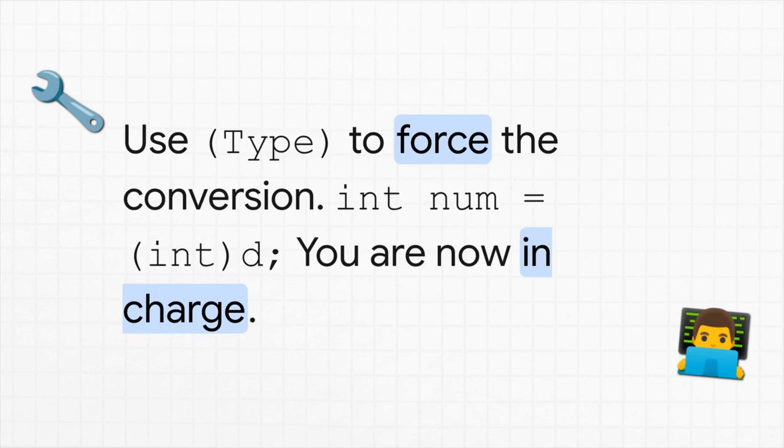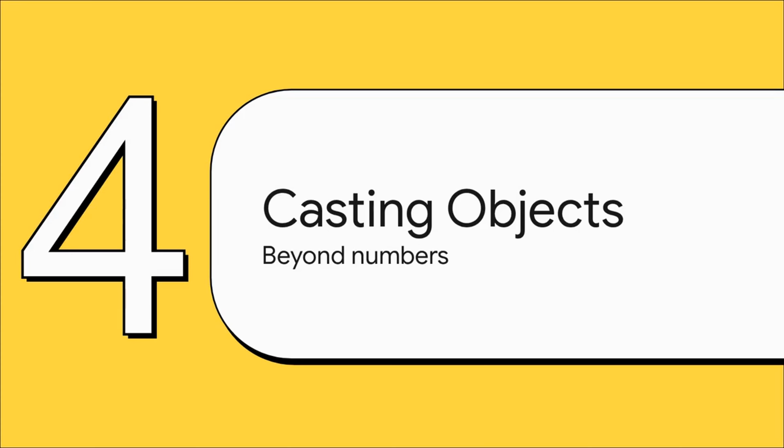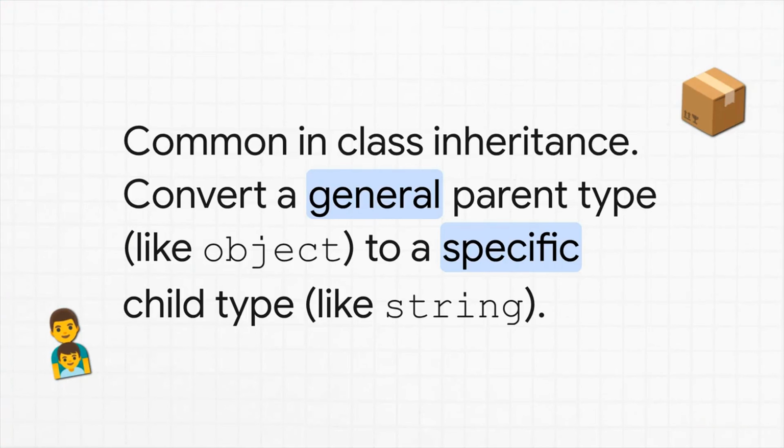That int you see there, that's you, the programmer, putting your hand up and saying, I'm taking full responsibility for this. Force the conversion, I know what I'm doing. All right, so we've been talking a lot about numbers, but casting is so much bigger than that. These exact same principles, the safe way and the risky way, apply when we're working with much more complex things, like objects. You see this all the time when you're dealing with class inheritance.